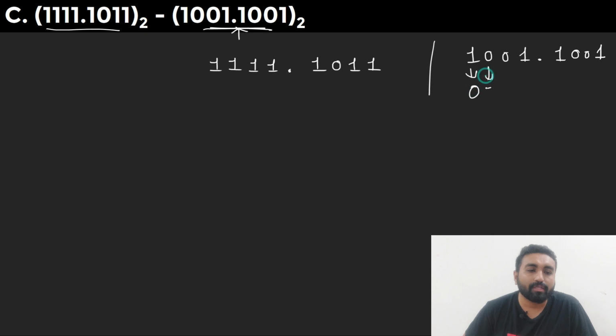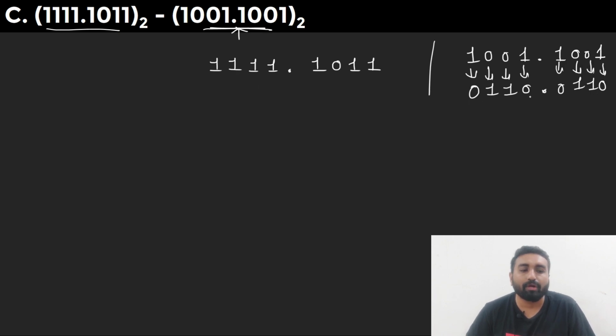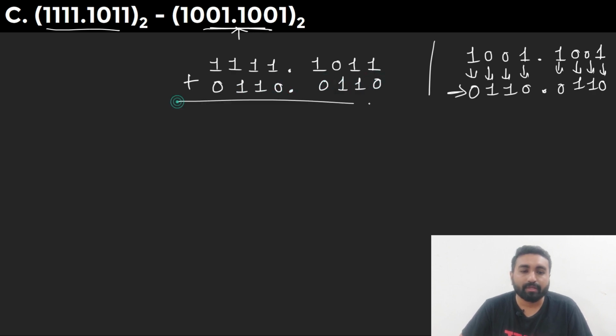So it is 0, this is 1, this is 1 and this is 0. Again this is 0, this will be 1, this will be 1 and this will be 0. Now this is the 1's complement that we will add with the positive number. So here it will be 0110.0110.